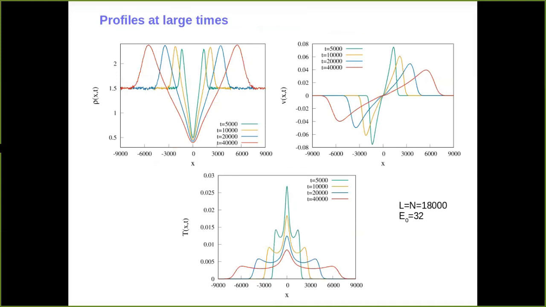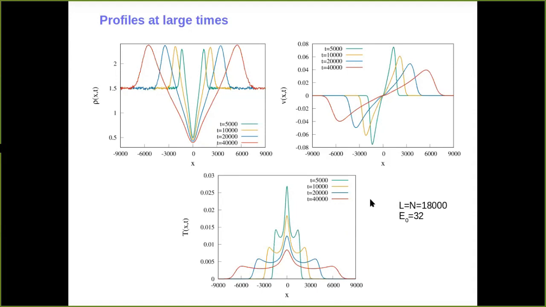So we present the profiles at large time. Four times we present here: 5,000, 10,000, 20,000, and 40,000. You can see the density decreases in the shock center as time goes. This is the velocity profile, and this is the temperature. We have one additional peak in the shock center here. So these are the plots at large time.